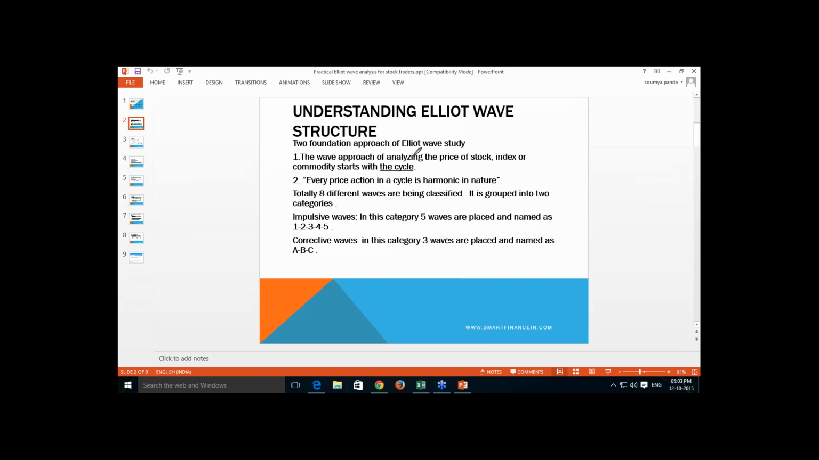price of any financial instrument. That instrument may be a stock, index or commodity. It starts with the cycle. So I will be telling the definition of a cycle as per the financial arithmetic. And the second part of the study says that every price action in a cycle is harmonic in nature. This term harmonic also I will explain in detail.